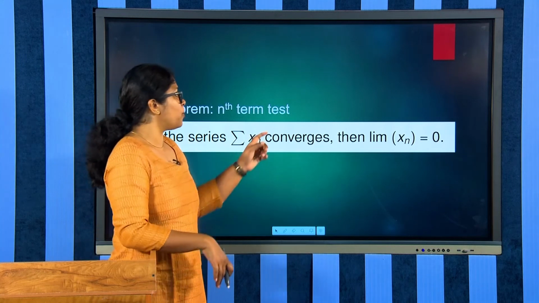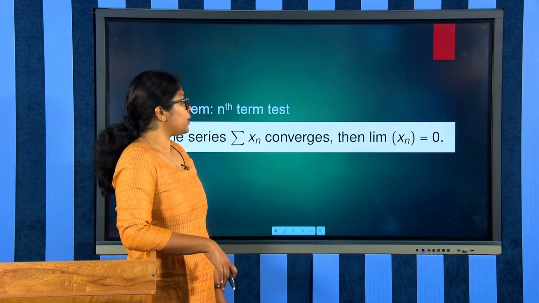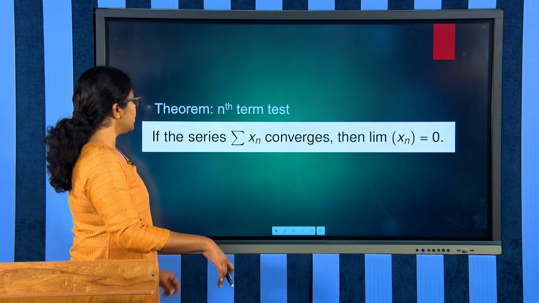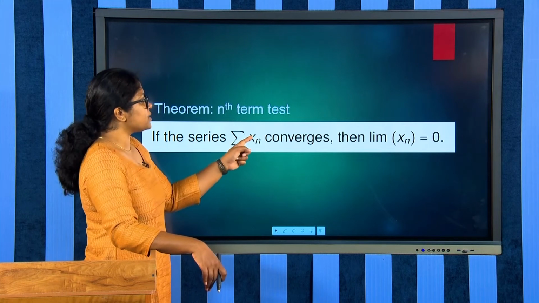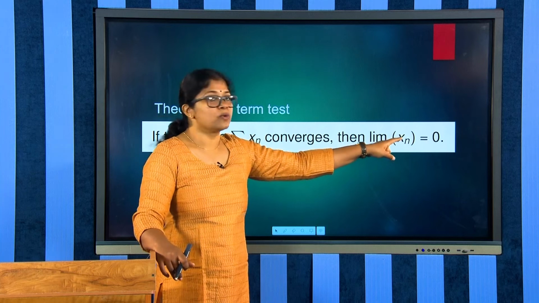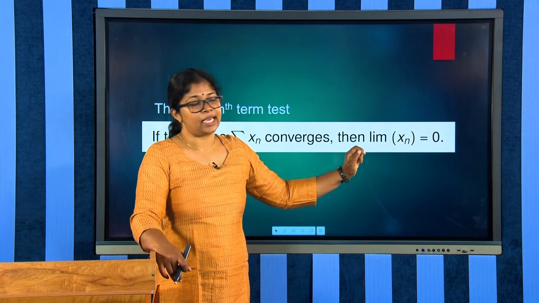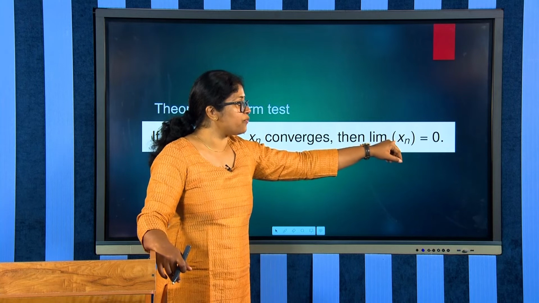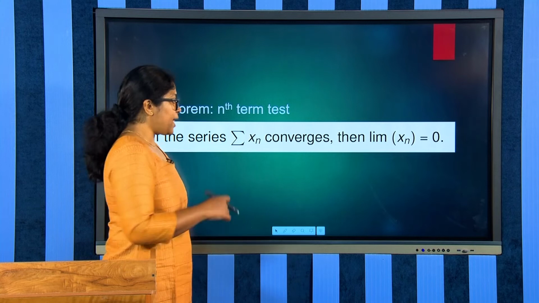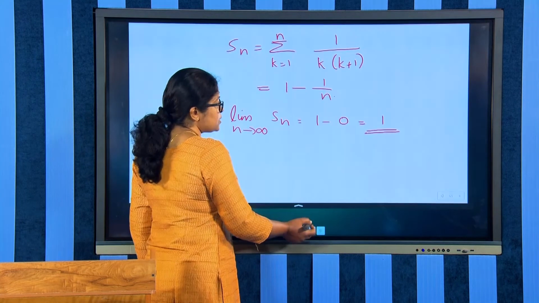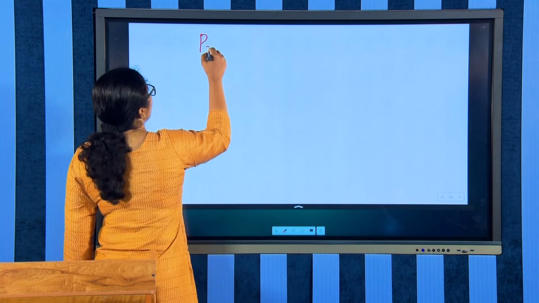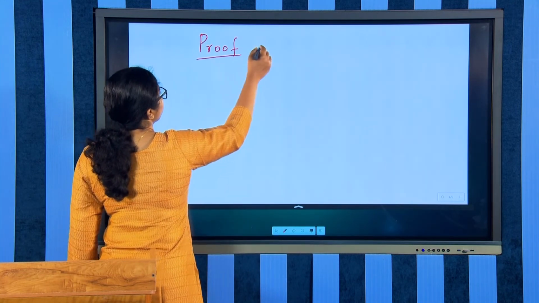So the first and foremost test which we have to keep in mind is what is called the nth term test, which says that if the series sigma xn converges, then the nth term goes to 0 as n tends to infinity. That is, limit n tends to infinity of xn is nothing but 0. So the nth term is going to 0. How is this? We can see the proof of the nth term test.